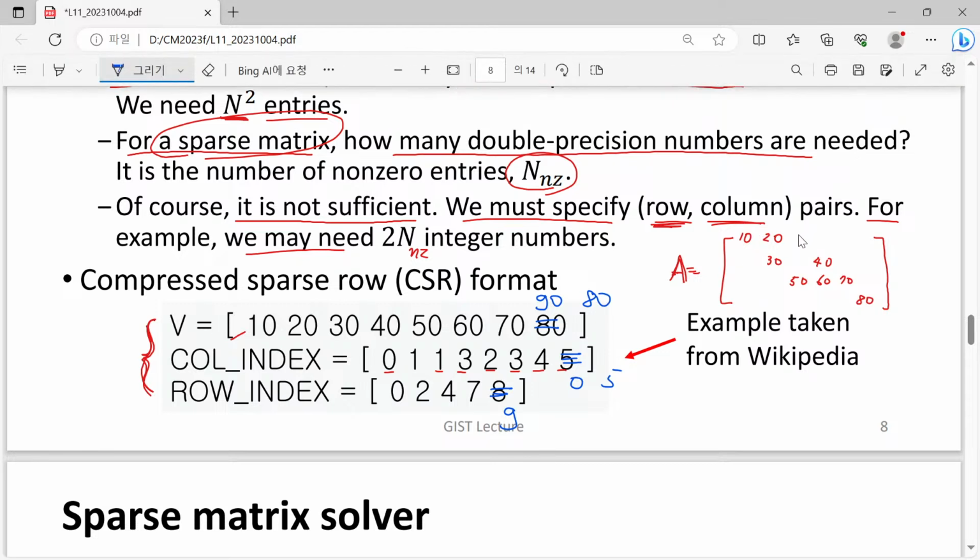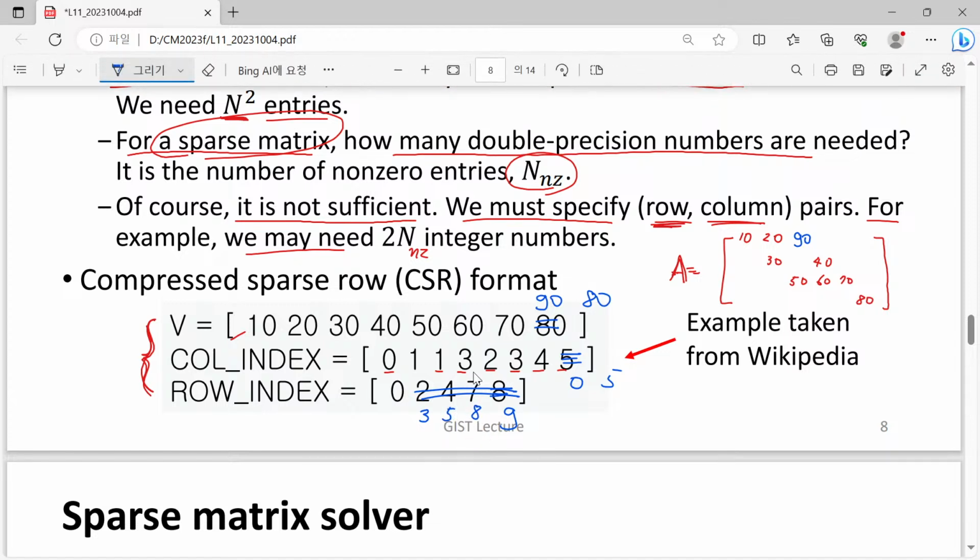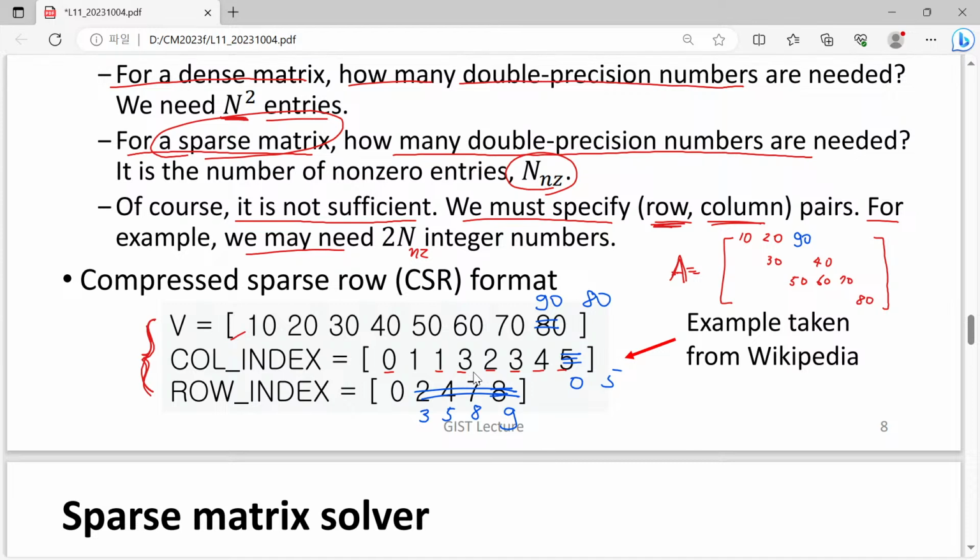But instead of that, if we introduce 90 here, then what will happen? Then we have to change all of them. So this one should be 3, 5, 8, 9. Everything should be changed accordingly. So simply speaking, this compressed sparse row format or similar things are very efficient from a memory storage point of view. However, it is very difficult to change it.